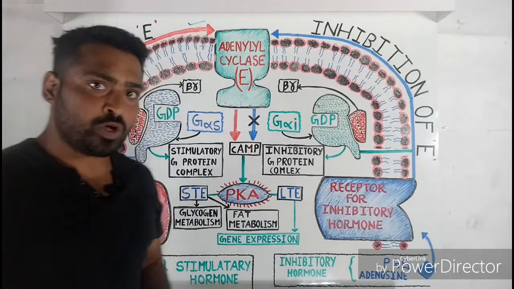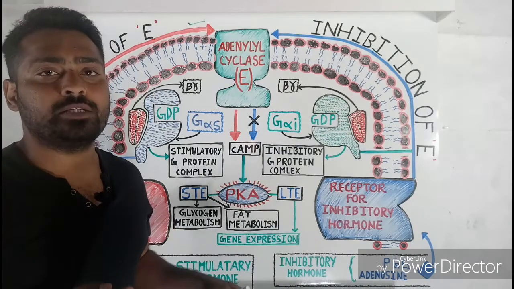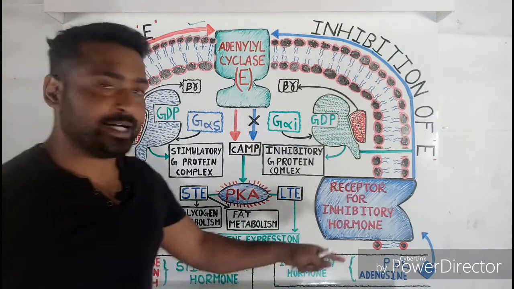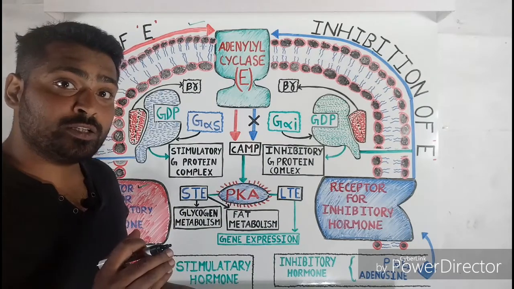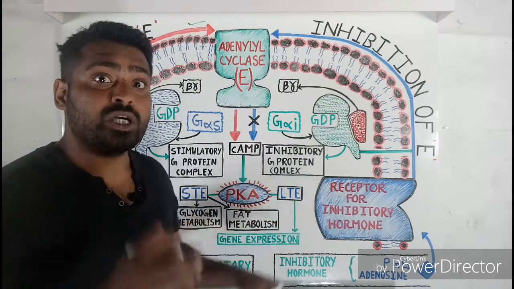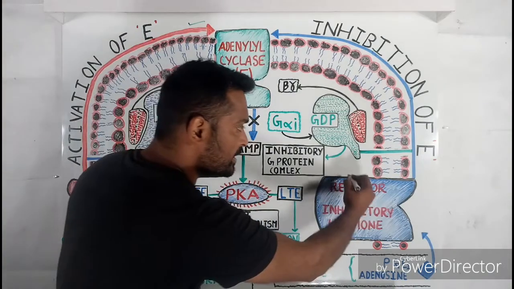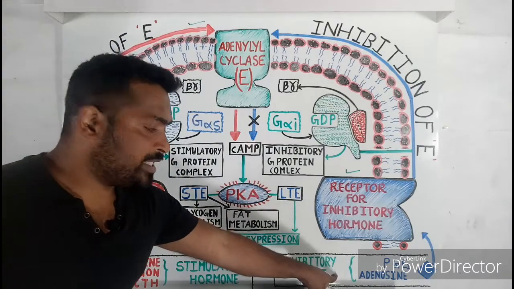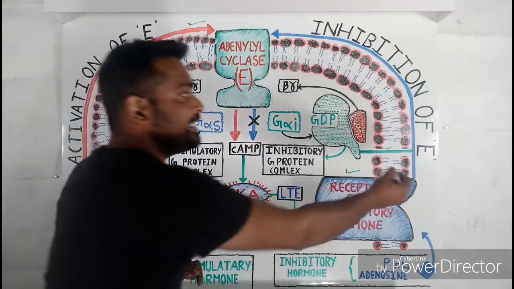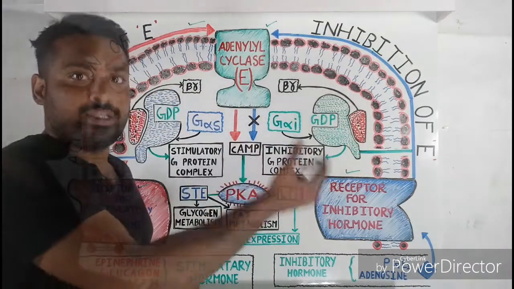On this side we have inhibitory hormones like PGE1, which is prostaglandin E1, and adenosine. So these are inhibitory hormones which bind to the receptors which are particularly available for these inhibitory hormones, and that receptor is the receptor for inhibitory hormones. So the binding of these hormones to the receptors is deactivating this enzyme or inhibiting the enzyme.